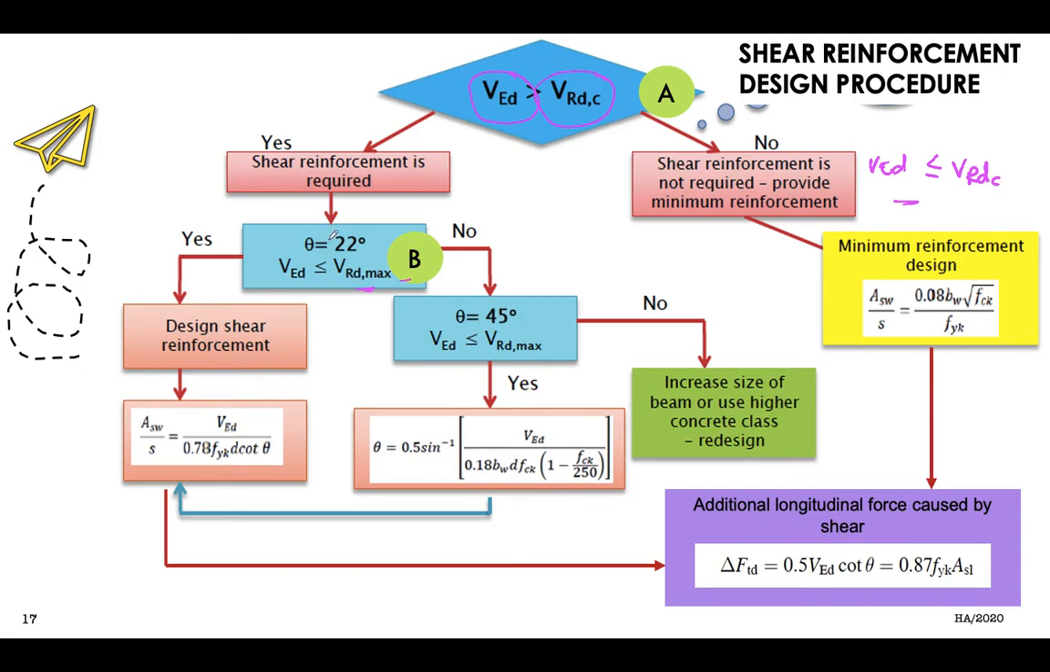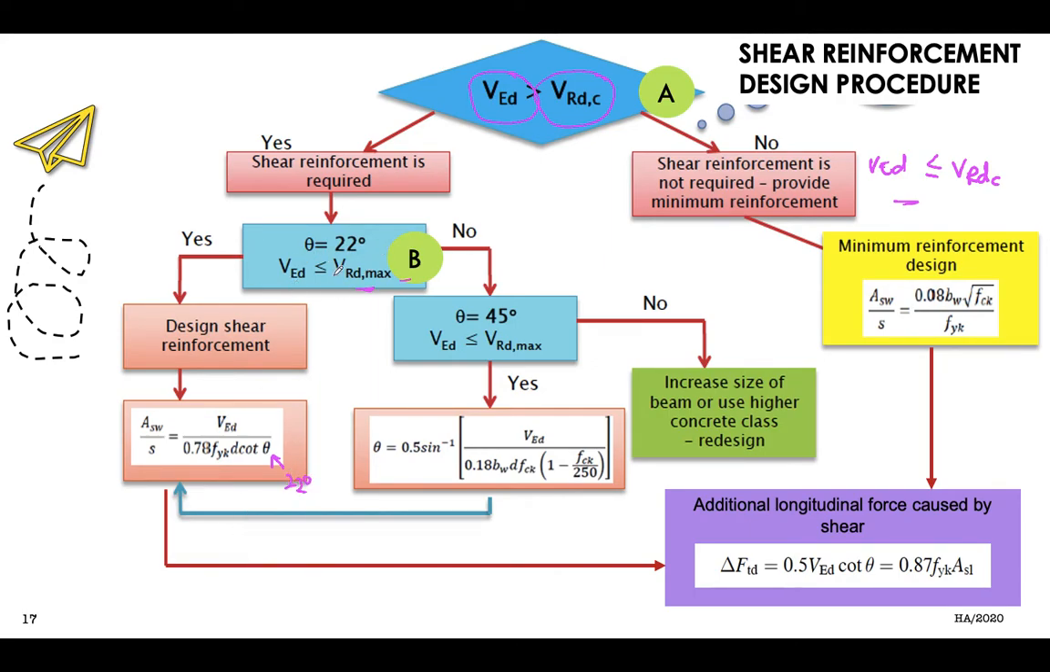Then if the value of VED is less than or equal to VRD max, we are going to design the shear reinforcement using this equation. This is the equation for shear reinforcement. We calculate using ASW over S, K equals this equation, and the theta value that we apply here is 22 degrees.